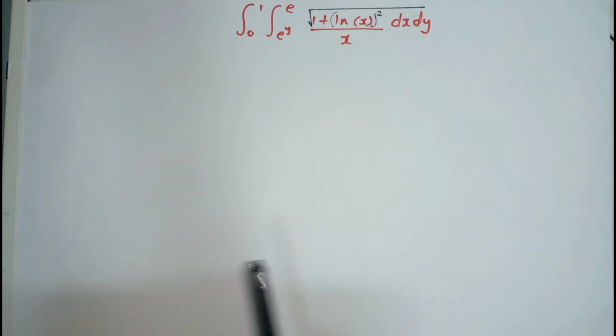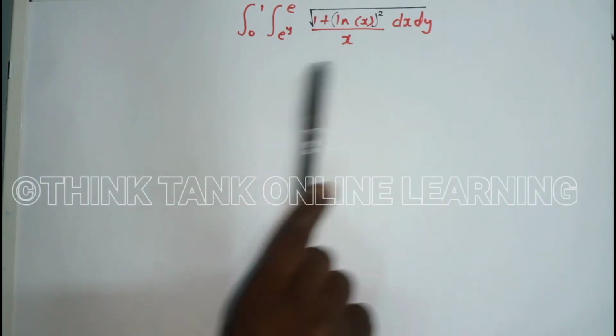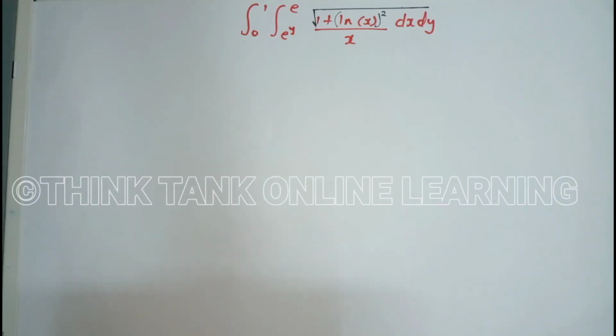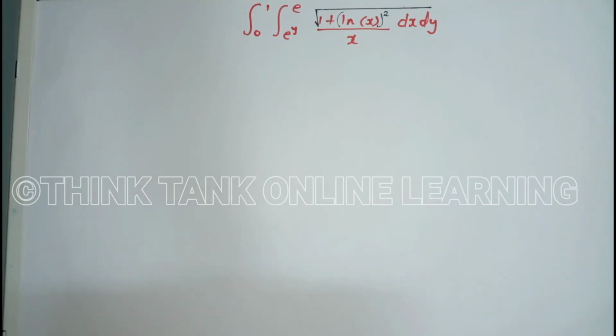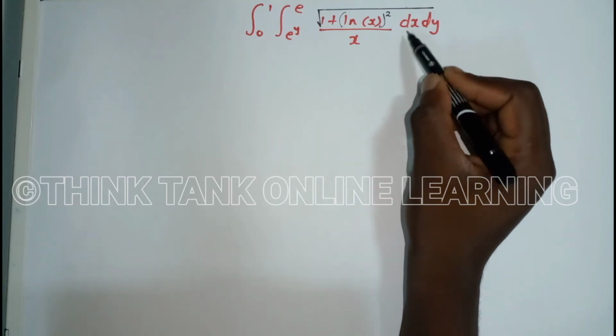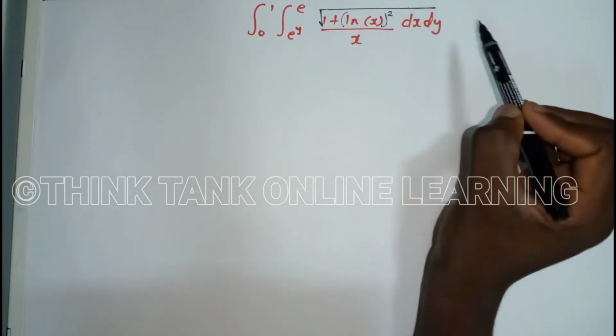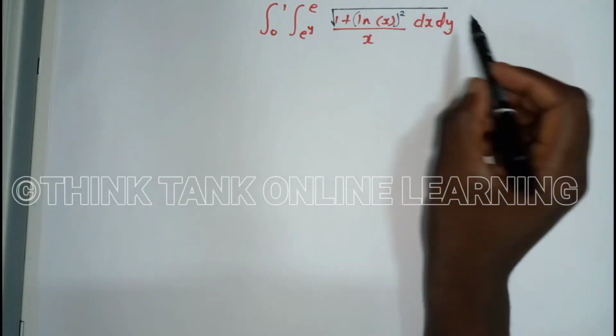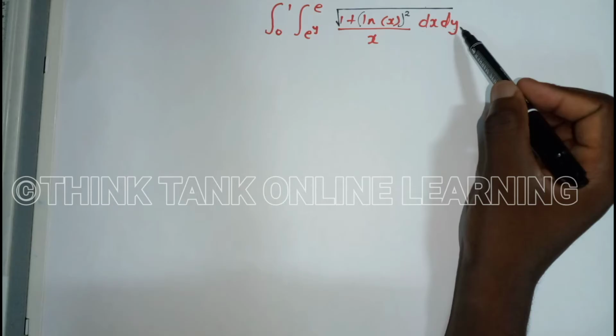Okay, so I want to evaluate the double integral of the square root of 1 plus ln x squared, divided by x. First of all, you have to identify the order of integration which you are given. When I say the order of integration, I mean in this case we are given dx dy, so that means we're going to integrate with respect to x first, and after that we're going to integrate with respect to y. You can't just integrate with respect to y and then with respect to x when we're given dx dy.